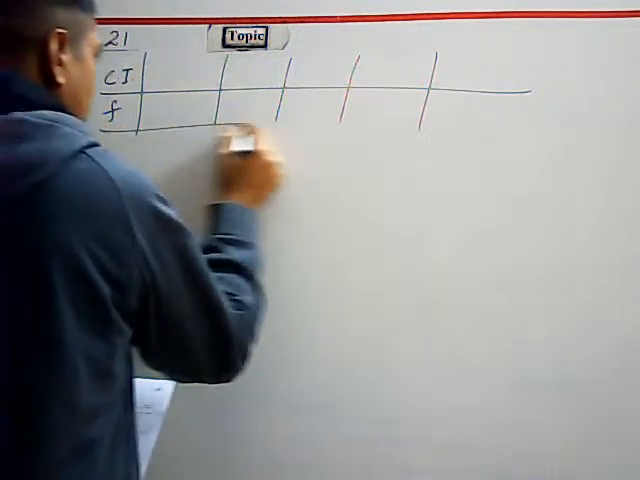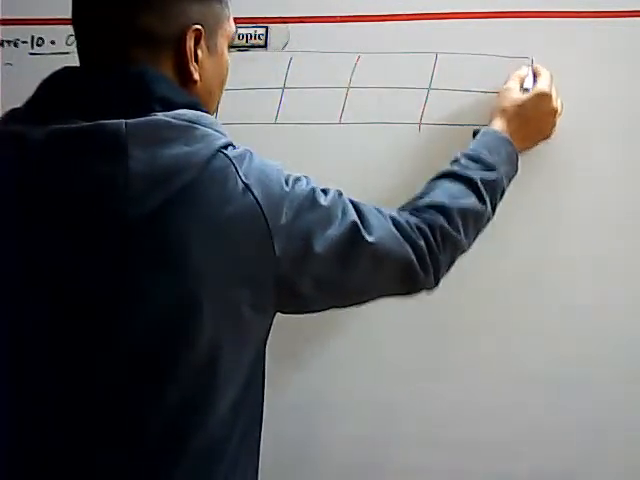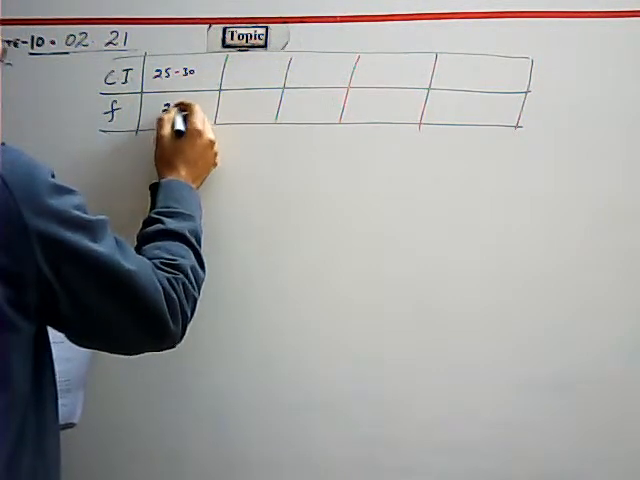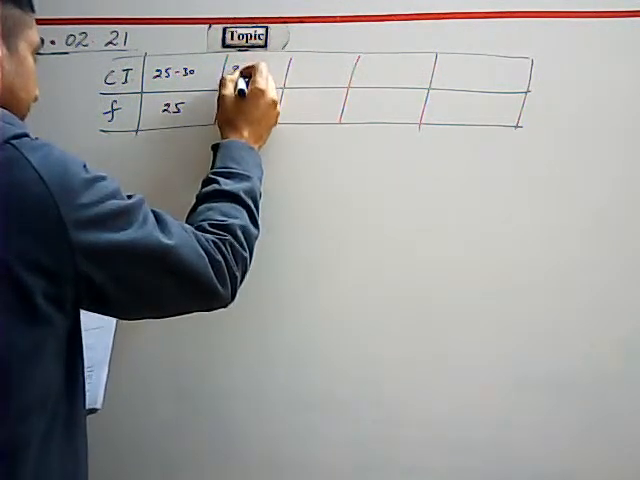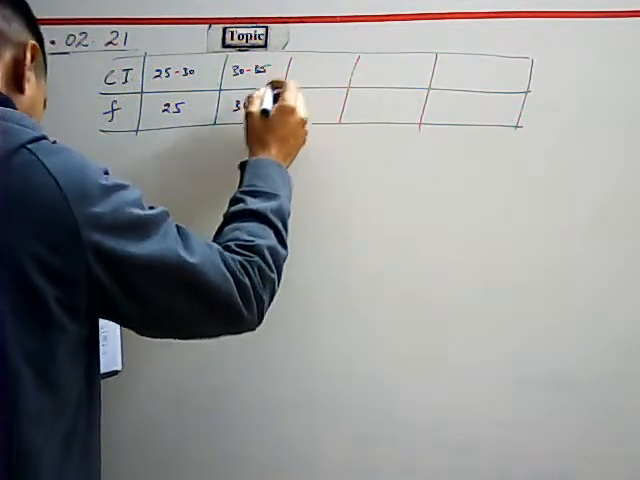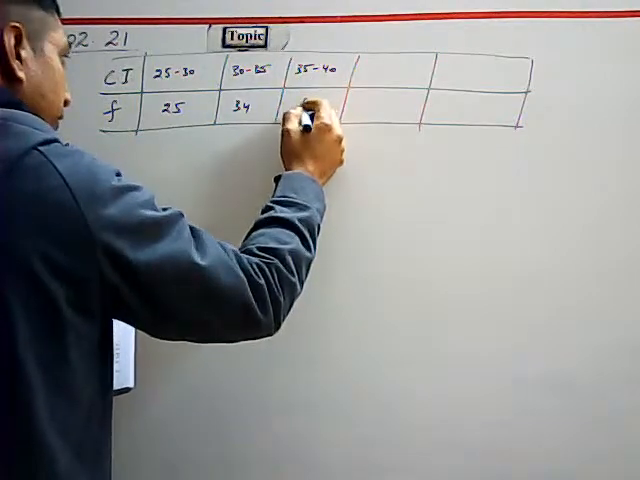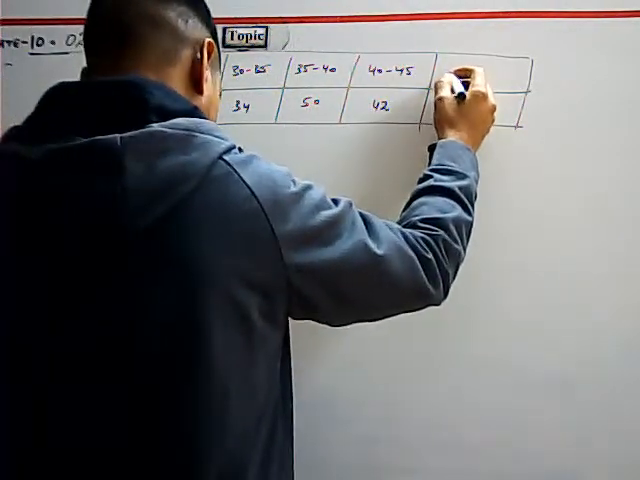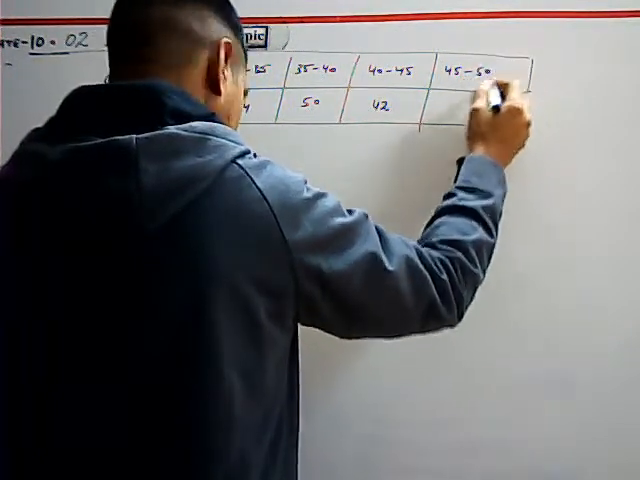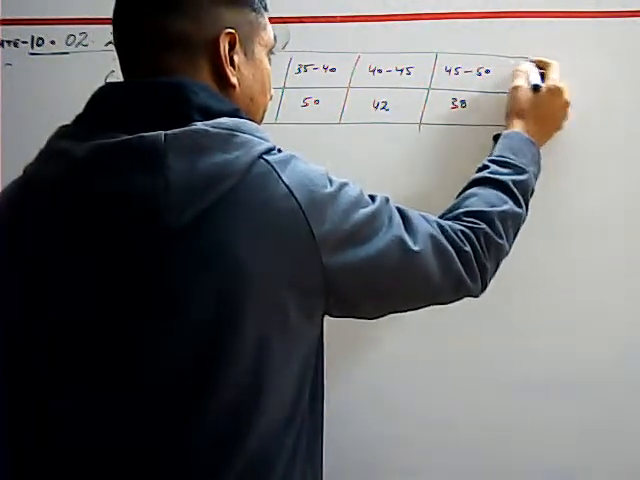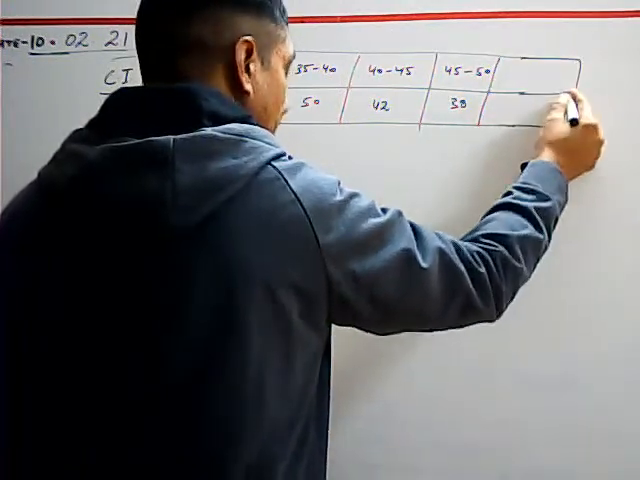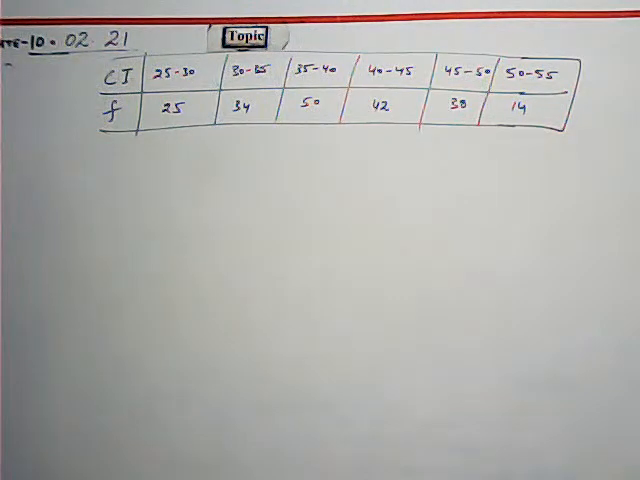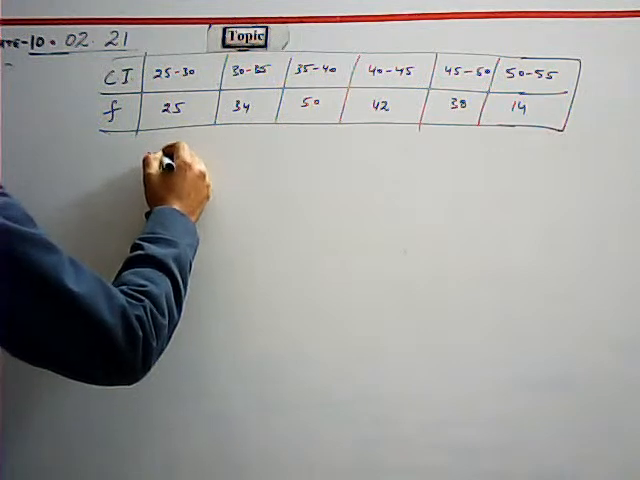Here it is 25 to 30, frequency 25, and 30 to 35, 34, 35 to 40, 50 here, 40 to 45, 42 here, and 45 to 50, 38 here, and the last one 50 to 55, 14, right? So here you have to find the mode.